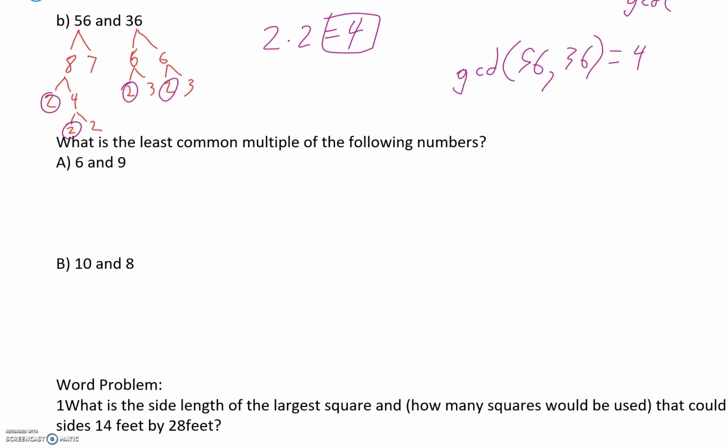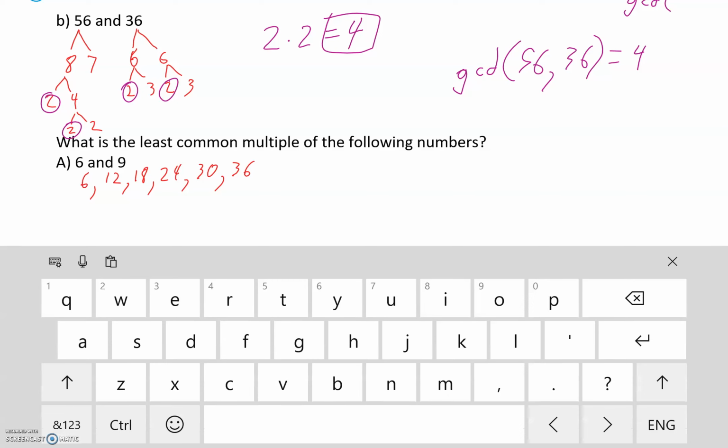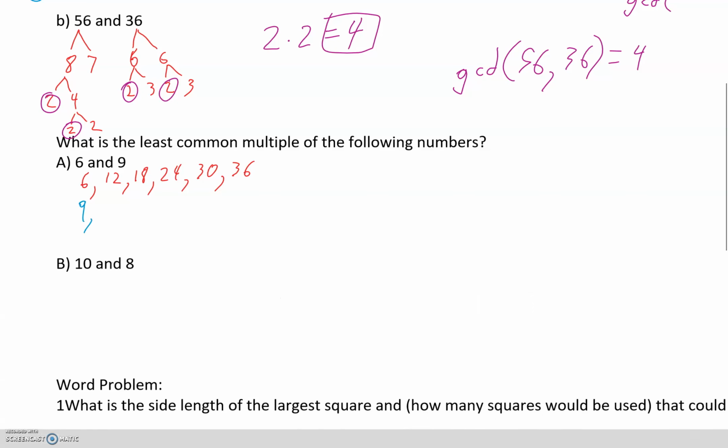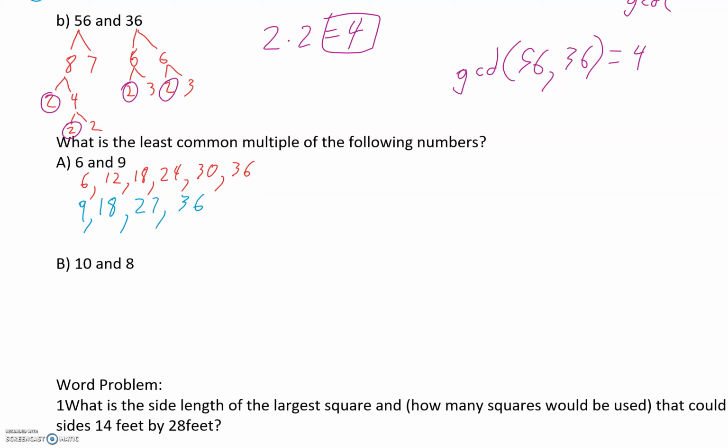So least common multiple of the following numbers, well, basically what you should do is just skip count with those numbers. So I'm going to skip count with 6. 6, 12, 18, 24, 30, 36, we'll stop there for now. Let's start the other one and see how far we get. So we get 9, 18, 27, 36.